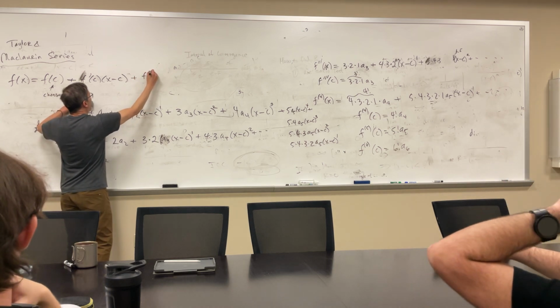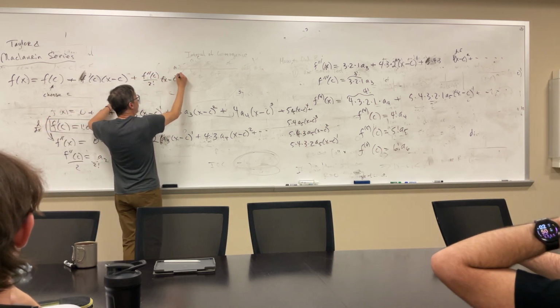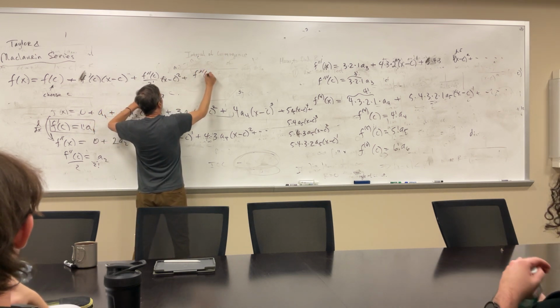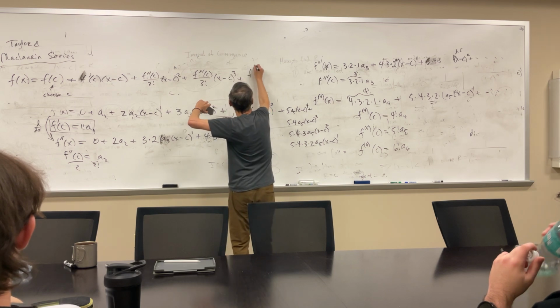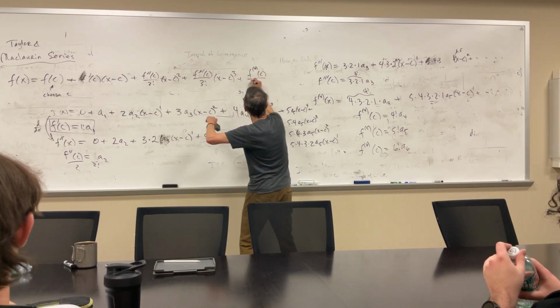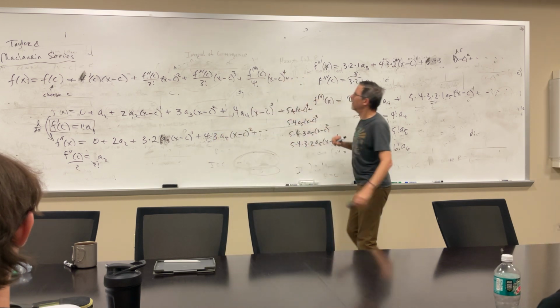Then f double prime at c over 2 factorial times (x minus c) squared, plus f triple prime at c over 3 factorial times (x minus c) cubed. I'm going to do one more: the 4th derivative at c over 4 factorial times (x minus c) to the 4th, forevermore.